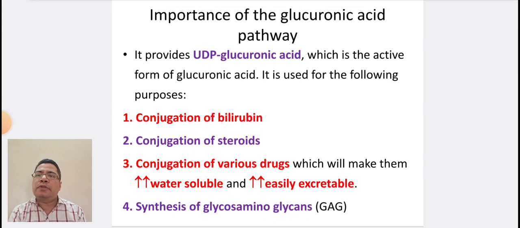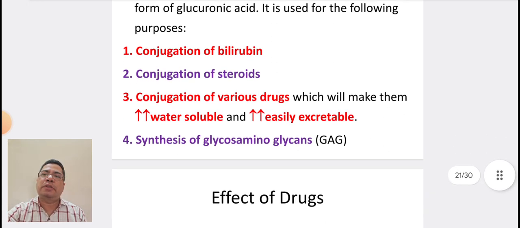Coming to the importance of the glucuronic acid pathway, it provides UDP glucuronic acid, which is active in the form of glucuronic acid. It is used for the following purposes. First, conjugation of bilirubin. Second, conjugation of steroids. Third, conjugation of various drugs, which will make them more water soluble and more easily excretable. And then fourth, synthesis of glycosaminoglycans or GAG.